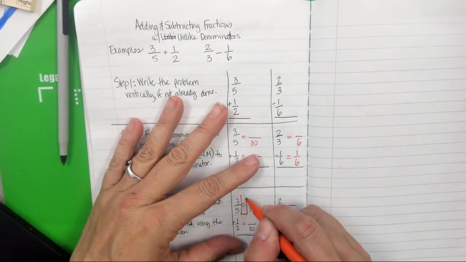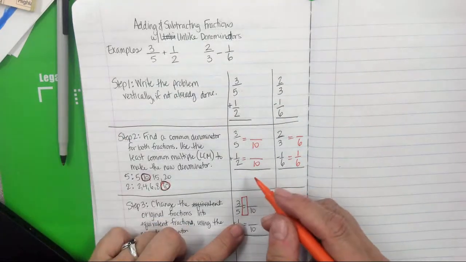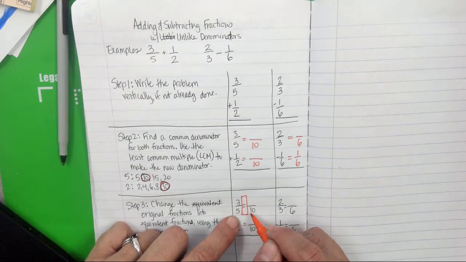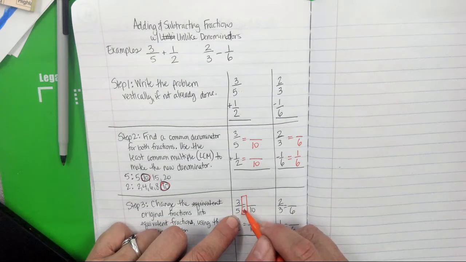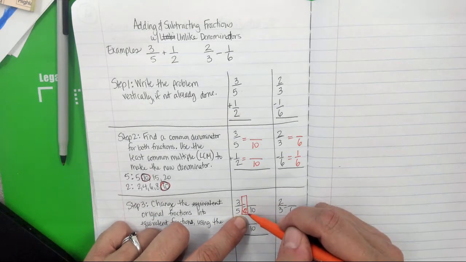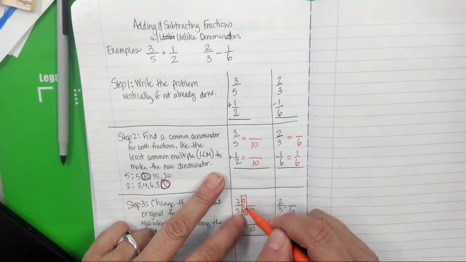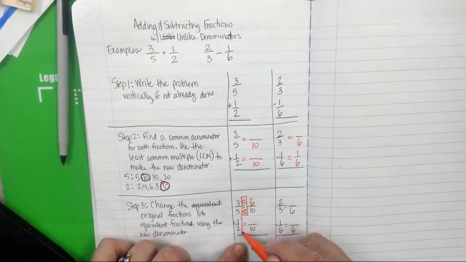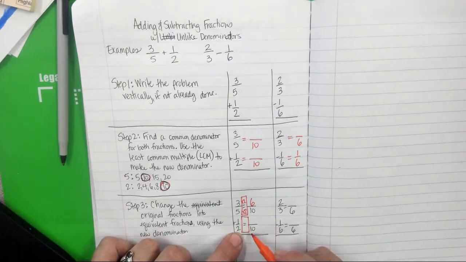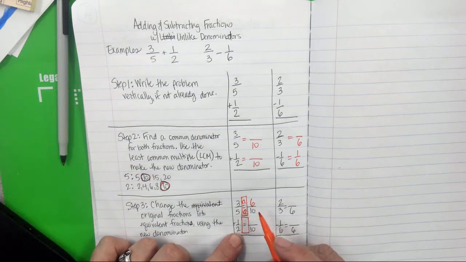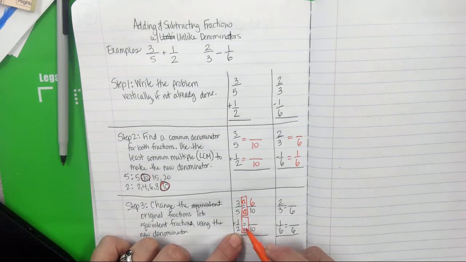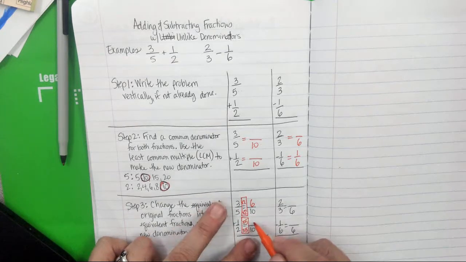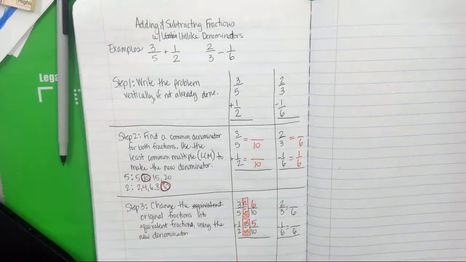So y'all have heard me say using the power of 1, right? What I do to the bottom, I have to do to the top. So 5 times what is going to give me 10? Good job. 5 times 2. What I do to the bottom, I have to do to the top. So 3 times 2 is 6. Good job. Again, the power of 1, right? 2 times what gives me 10? 2 times 5. Good job. What I do to the bottom, I have to do to the top. And 5 times 1 is 5.